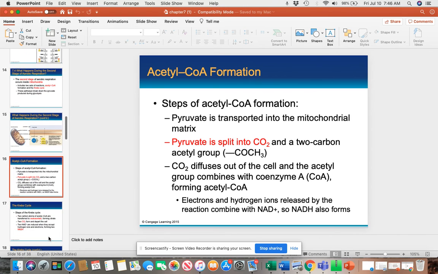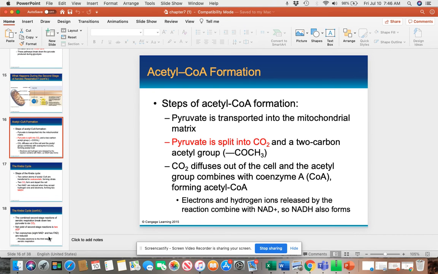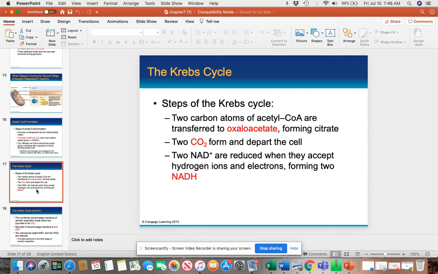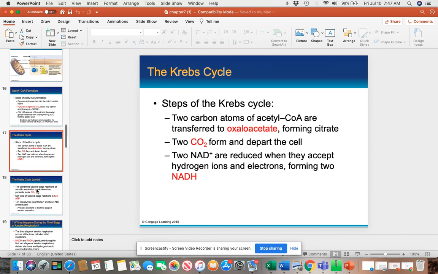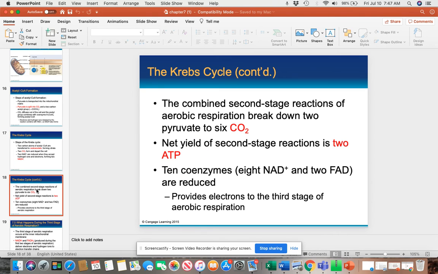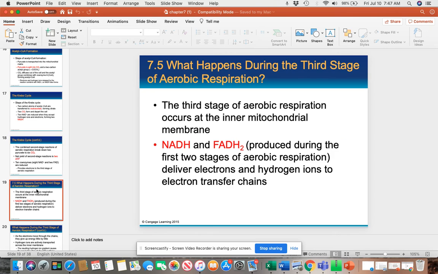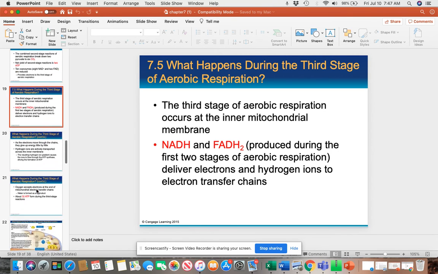So eventually, your pyruvate splits into carbon dioxide. Notice that your pyruvate is changed into oxaloacetate. Carbon dioxide occurs here as well, but your net production is 2 ATPs and electron carriers, NADH and FADH2.